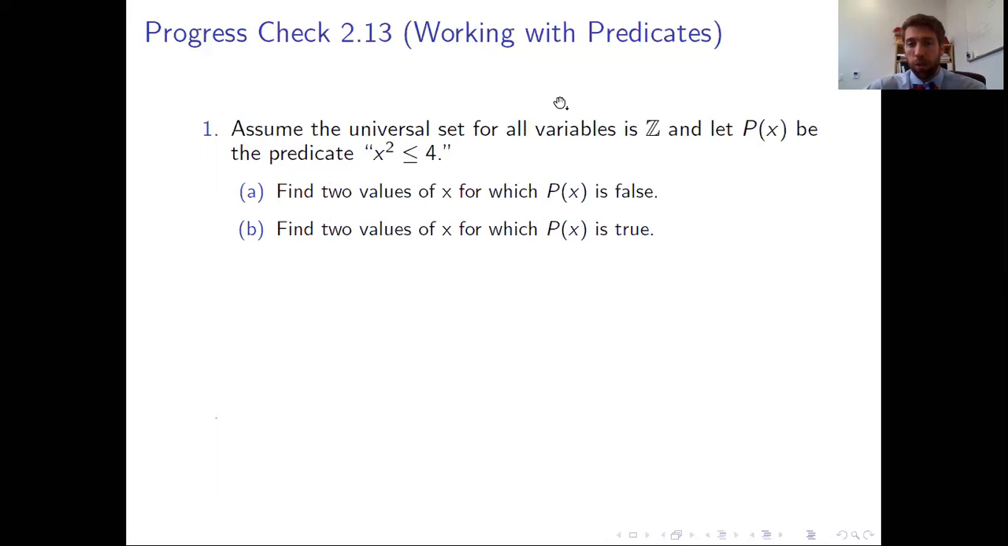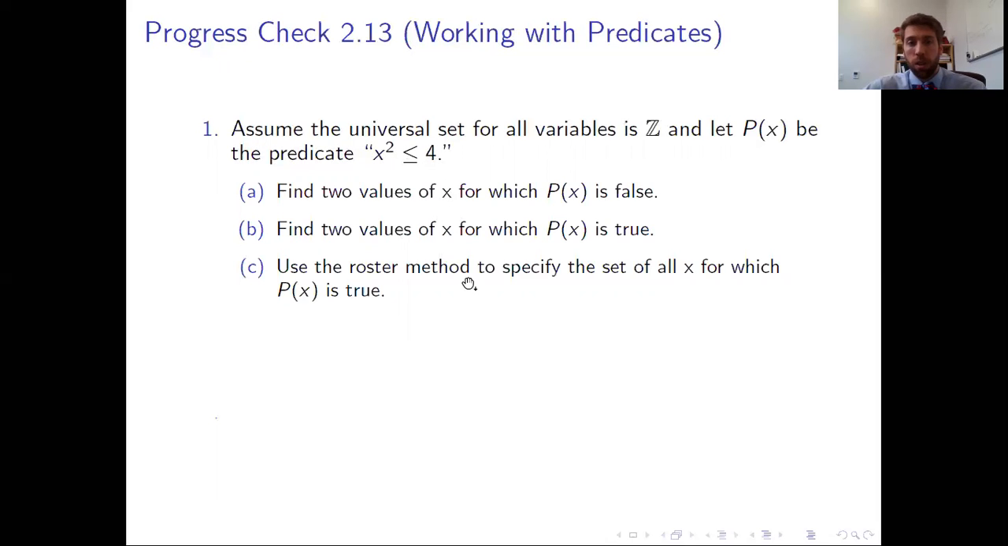Find 2 values of X for which P of X is true. Well, 0 is true for 0. It's also true for -1. So -1 squared would be 1, which works.